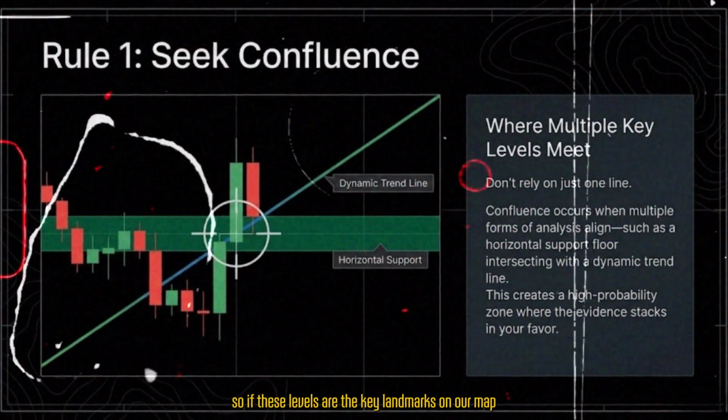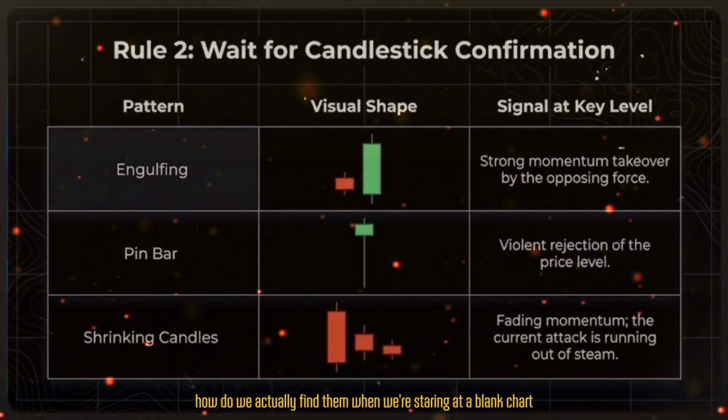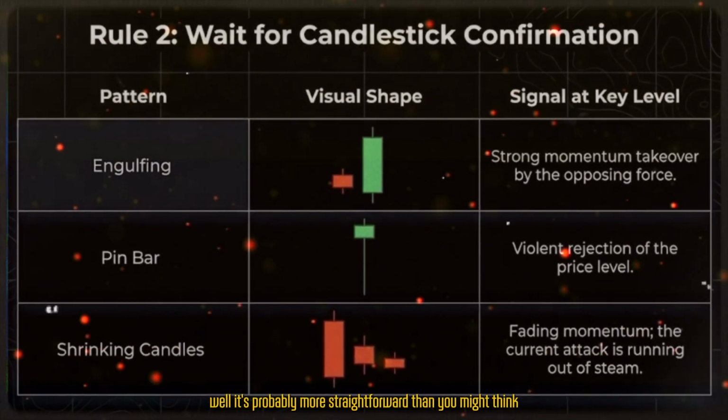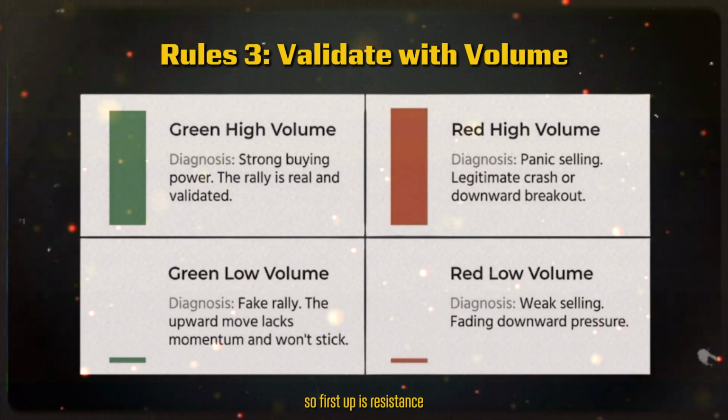So, if these levels are the key landmarks on our map, how do we actually find them when we're staring at a blank chart? Well, it's probably more straightforward than you might think. So first up is resistance.